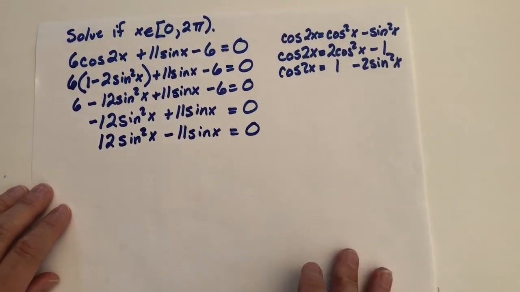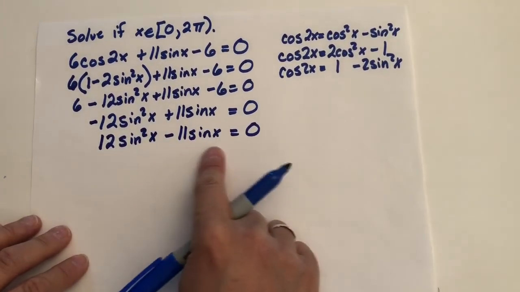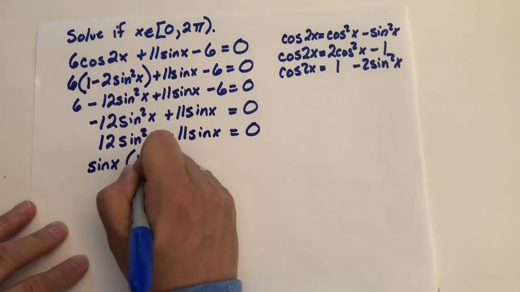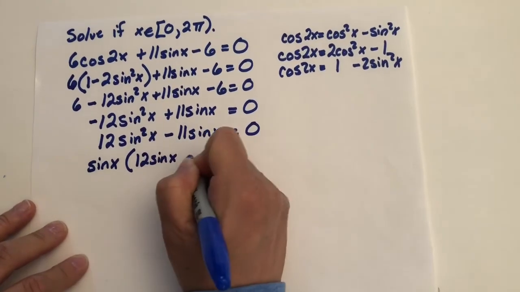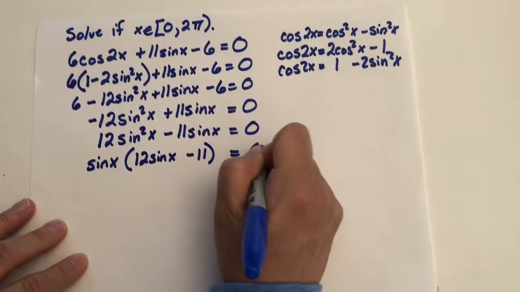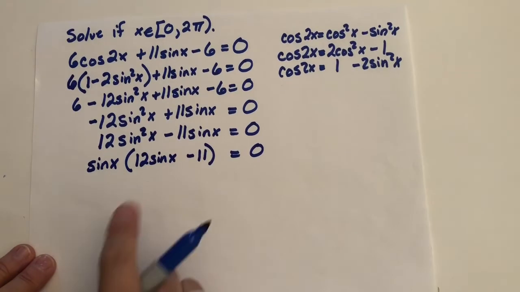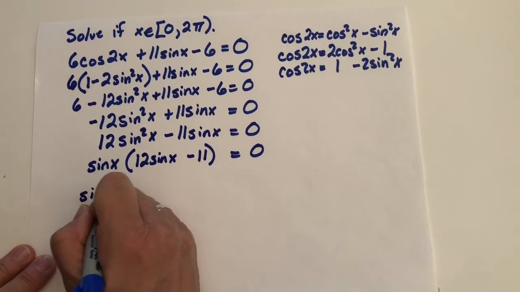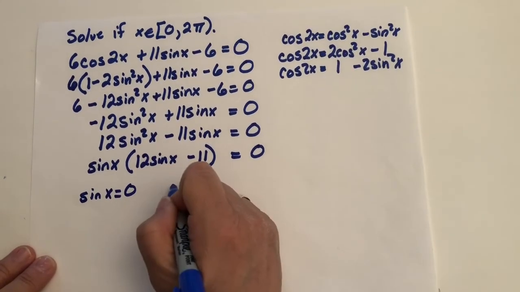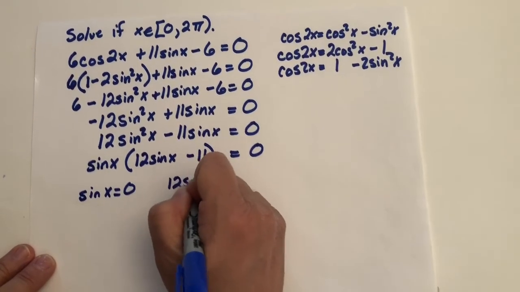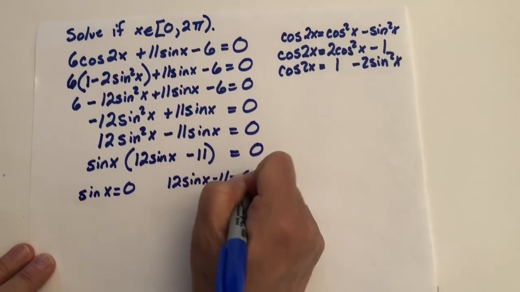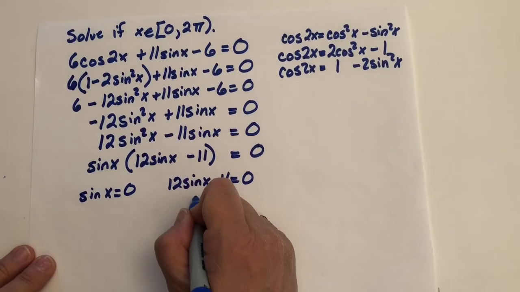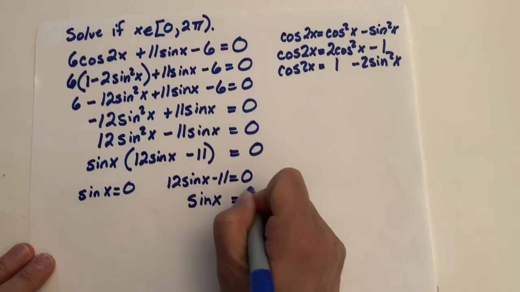Starting to look better. Notice this is factorable if we factor out the sine of x. And then we'd have 12 sine of x minus 11 as our second factor. We can set each of these equal to 0. So we have the sine of x equals 0. And we have 12 sine of x minus 11 equals 0. So for this equation, we know that the sine of x is equal to 11/12.